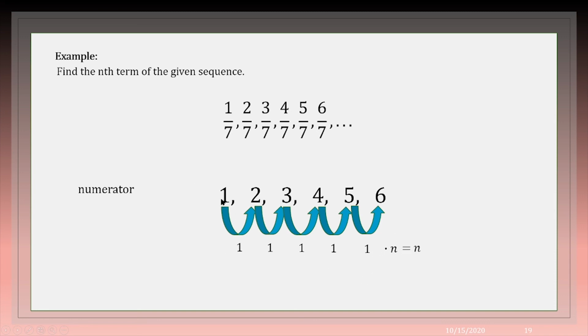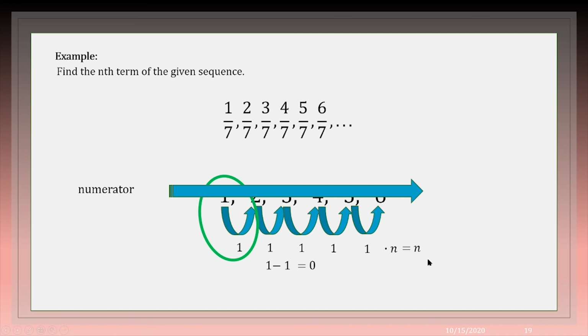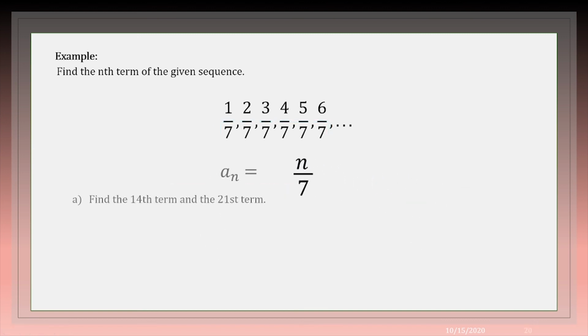Then subtract natin yung 1 at yung ating common difference na 1 para makuha yung ating second term. So, pag pinag-subtract natin yan, sagot dyan is 0. So, wala tayong second term. So, ibig sabihin, ang ating nth term sa numerator pa lamang ay n. But, if you will notice, hindi naman nagbabago yung ating denominator, which is 7. So, kaya, ang ating denominator sa a sub n natin is 7. So, the value of a sub n is equals to n over 7.